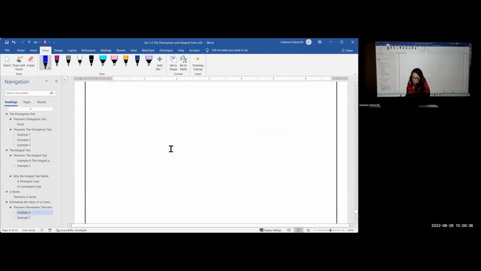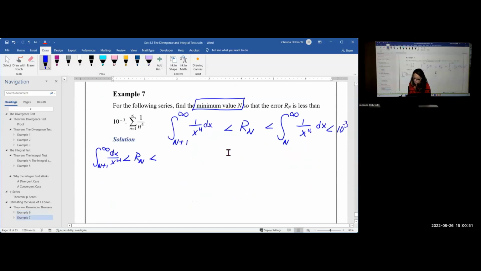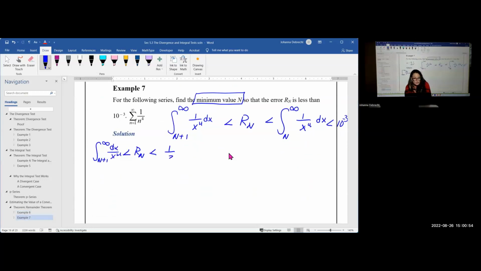So again, coming to what we did up here, remember that what we ended up with was 1/3 times the limit as c goes to infinity of 1 over x to the 3rd from c to whatever the upper bound or the lower bound originally was. So we have 1/3, and then we have the limit as c goes to infinity of 1 over x to the 3rd between c and uppercase n, right? So that's the value of that upper bound on the error. Now we want this to be less than 10 to the negative 3.